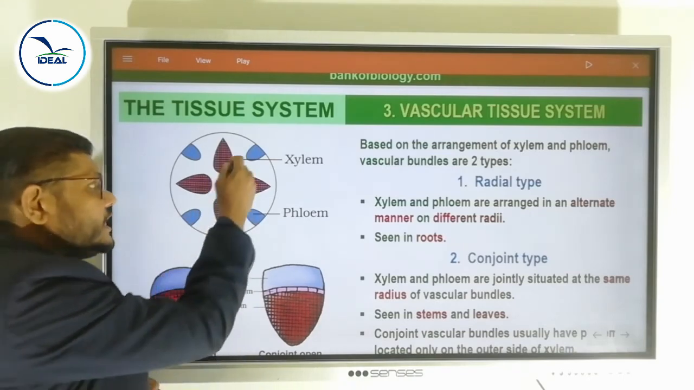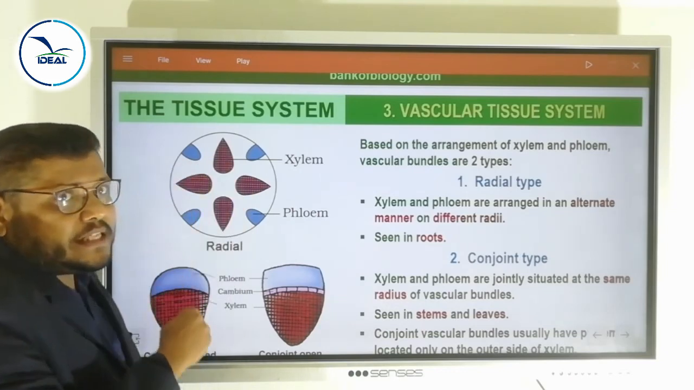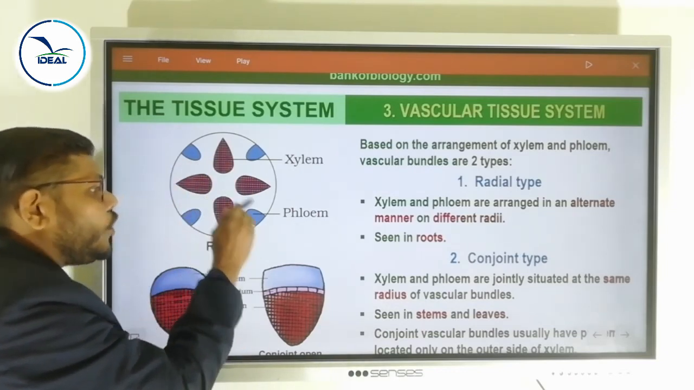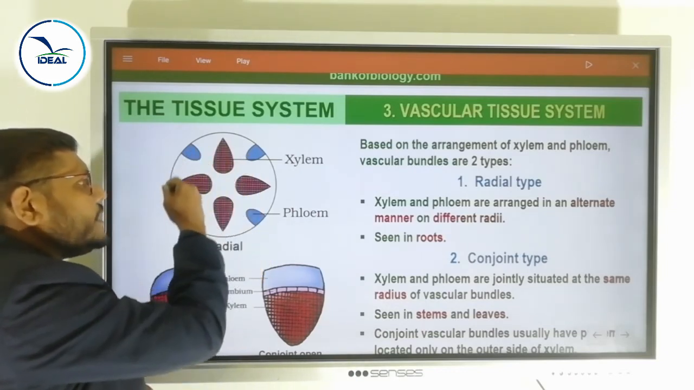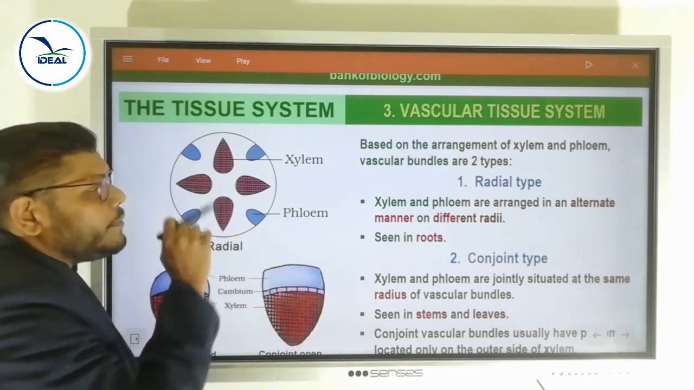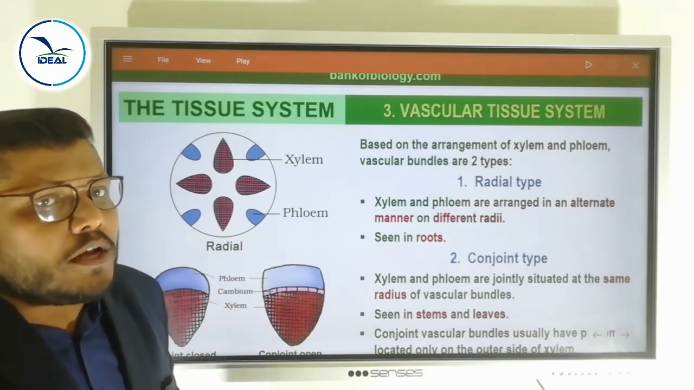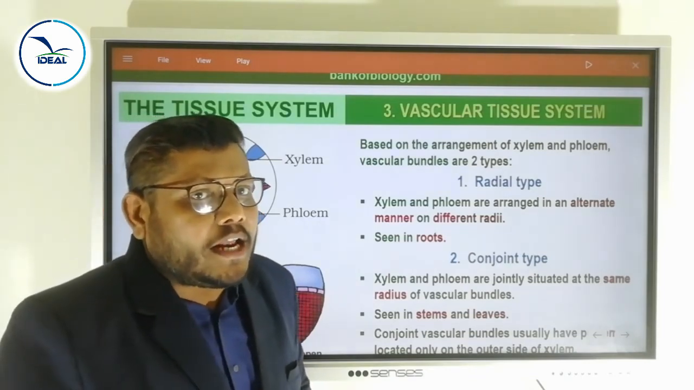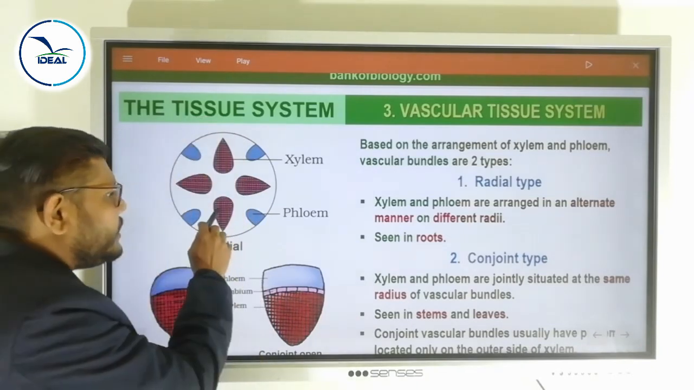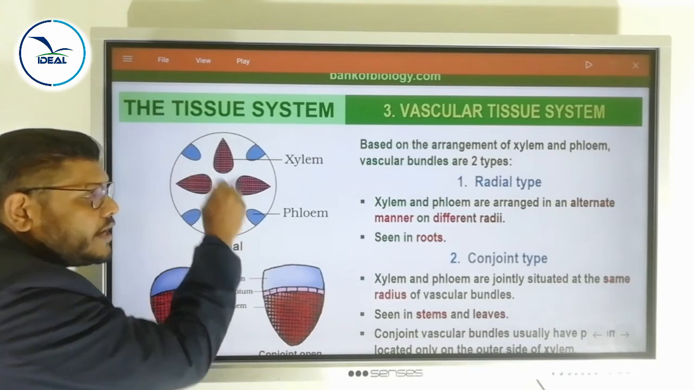Alternate manner, on different radii the xylem and phloem are arranged. That is, the xylem bundle and phloem bundle are arranged on separate radii. In a radial type vascular bundle they are arranged like that. That type of vascular bundle is called a radial vascular bundle. Look here, this is the xylem bundle, this is the phloem bundle. These are arranged on different radii.